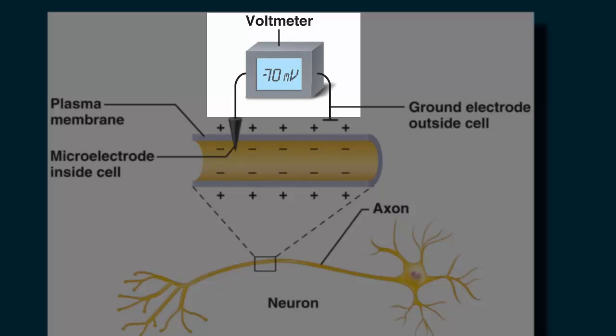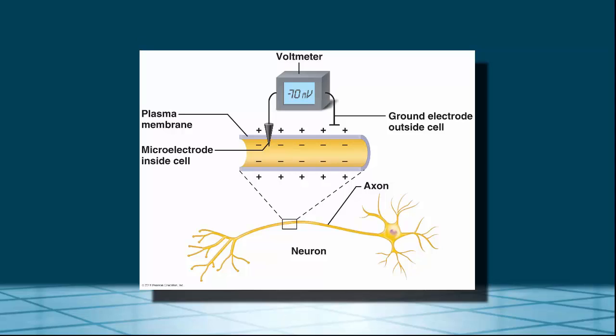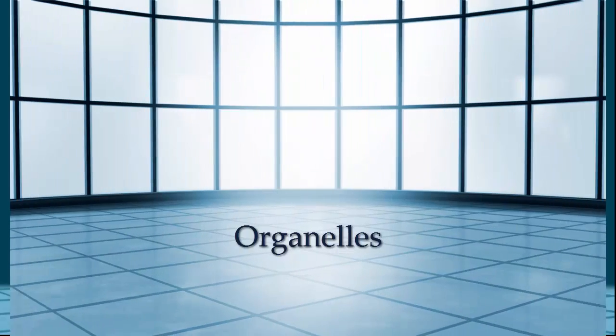All cells have a resting membrane potential. However, it is the nerve cells and the muscle cells that depend on this potential for their function. We will explore this topic in greater detail in their respective chapters. For now, it is only important that you know that cells have a resting membrane potential.